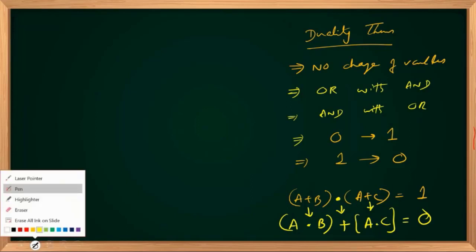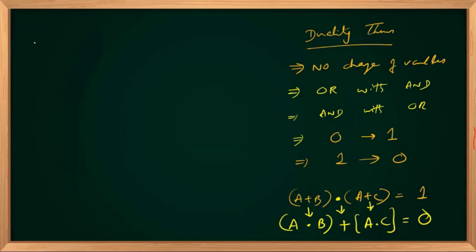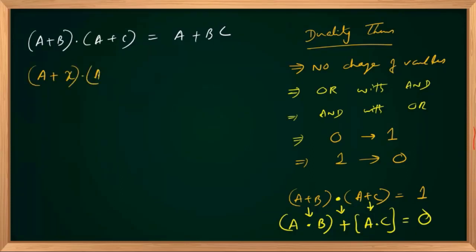We have also learned a few theorems. One important theorem was (a + b)·(a + c) = a + bc. That is called the distributive law. And we also learned that (a + x)·(a + y) is nothing but a + xy.